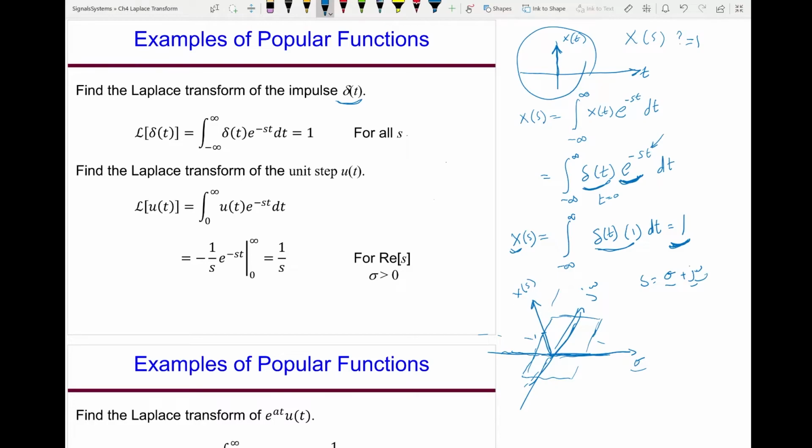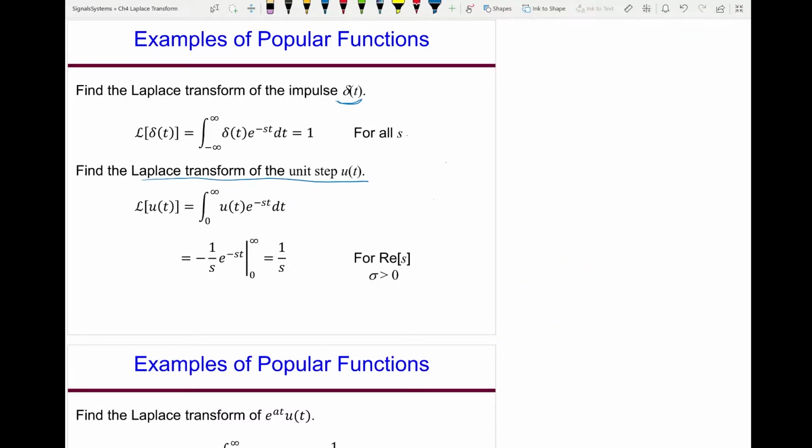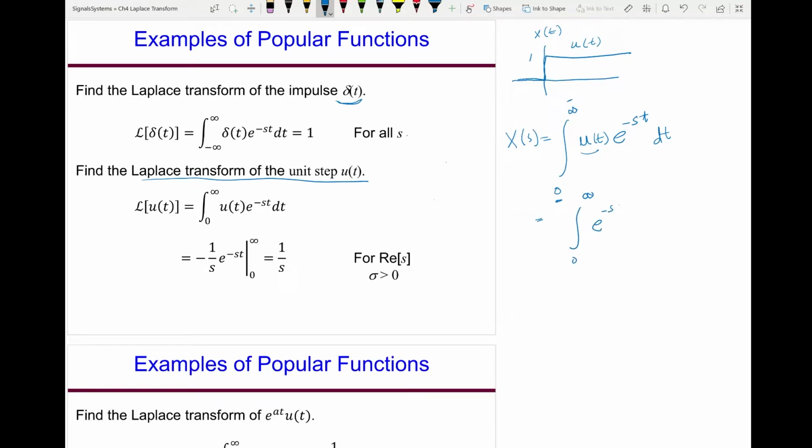Now, what if we want to find the Laplace transform of the unit step function u of t? x of t is 0 before, u of t is here. Since the signal exists only for positive t, the integral will be from 0 to infinity. x of t in this case is just u of t, times e to the minus st dt. So that's the definition. So u of t in this range from 0 to infinity is 1. So this is just the integral from 0 to infinity of e to the minus st dt.